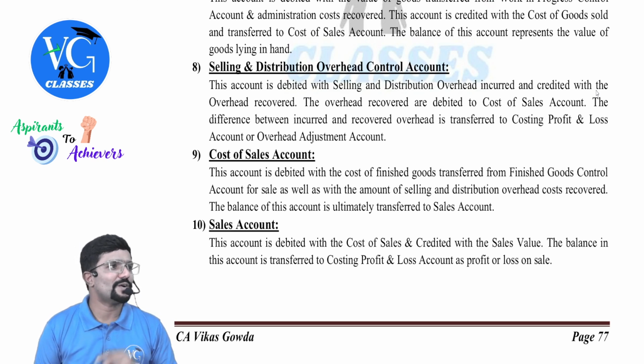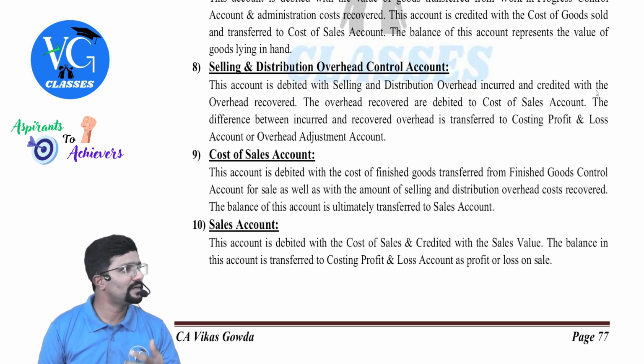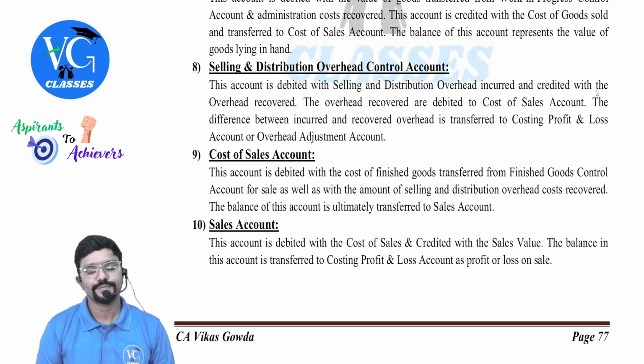Now coming to sales account. On the debit side, what do we record? Cost of sales. Name is also cost of sales, amount is also cost of sales. This account is debited with cost of sales and credited with what? Sales value. The balance in this account is transferred to costing profit and loss account as profit or loss on sale.